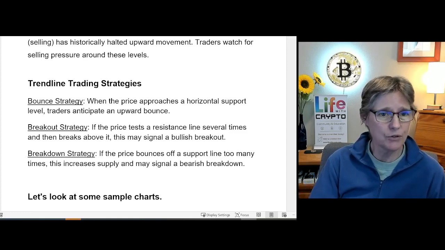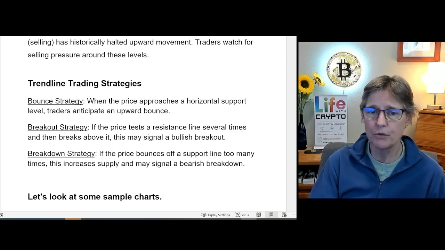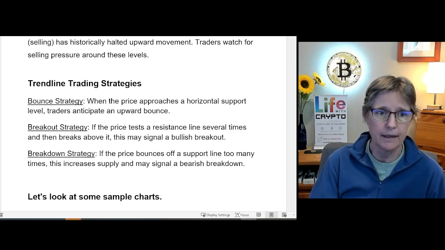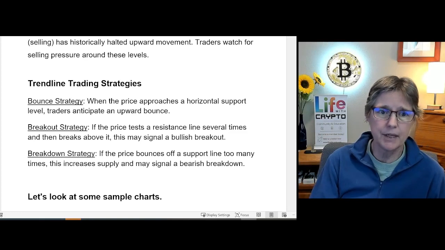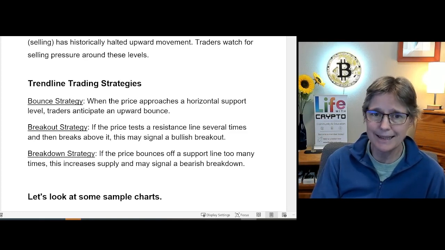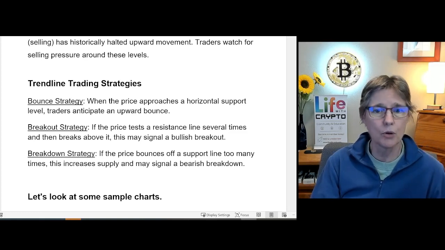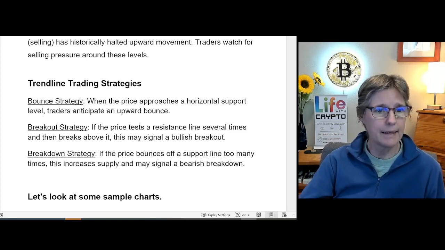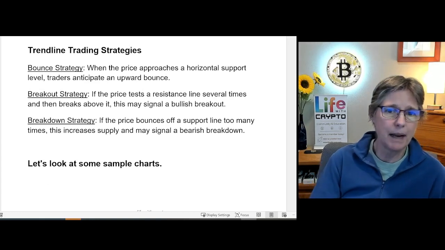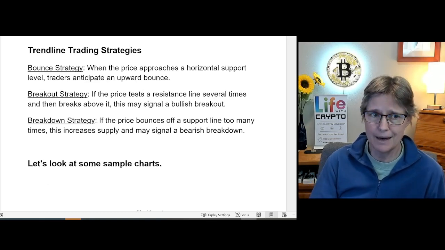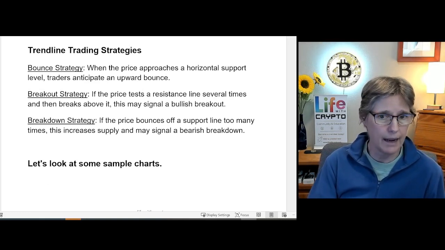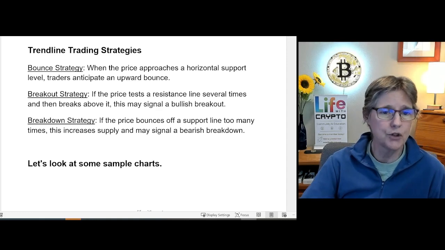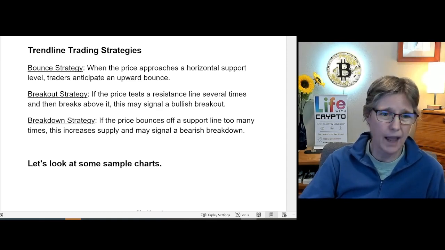So we have the bounce strategy, which is when the price approaches a horizontal support line and traders anticipate an upward bounce. A breakout strategy is if the price tests a resistance line several times and then breaks above it, and this could be a signal for a bullish breakout. And a breakdown strategy is if the price bounces off a support line too many times, this increases supply and may signal a bearish breakdown. So we're now going to look at some price charts to give you a better idea of what all that means.